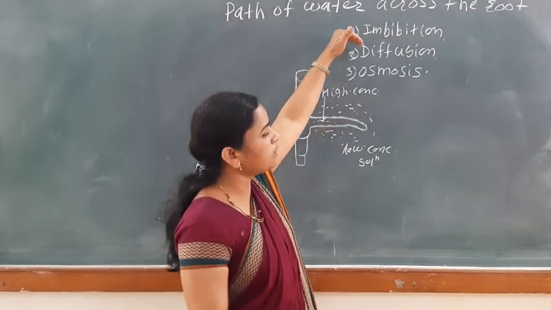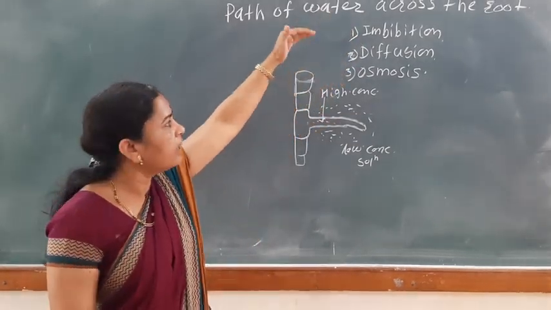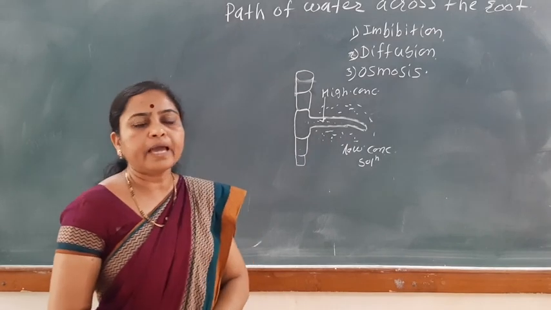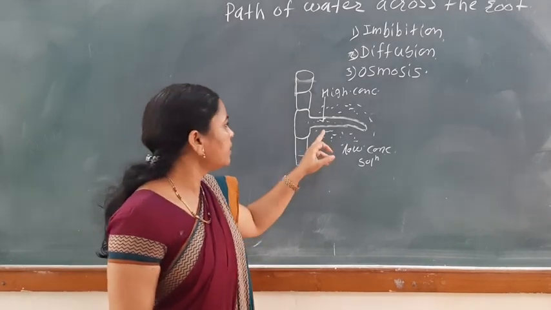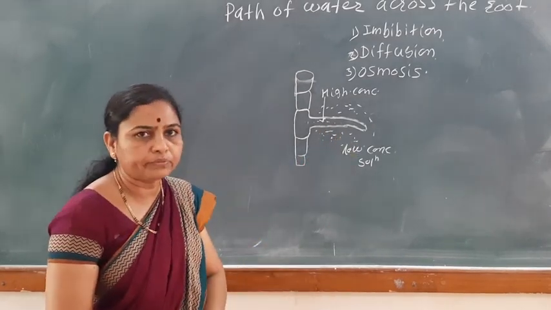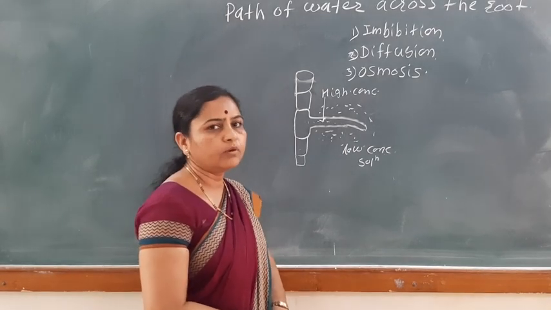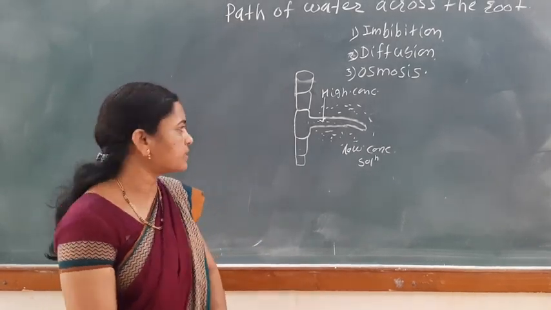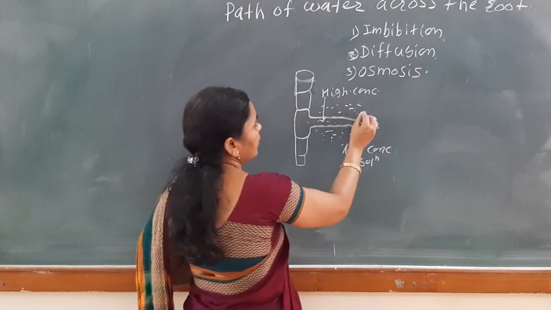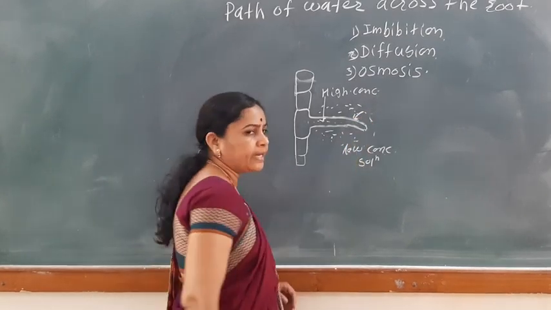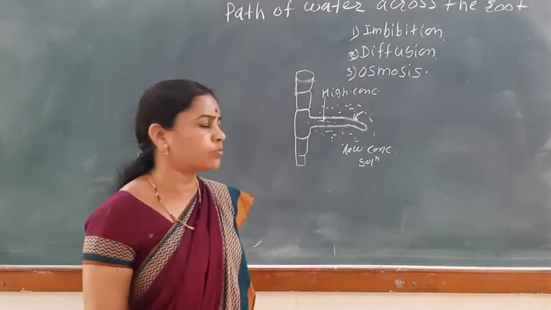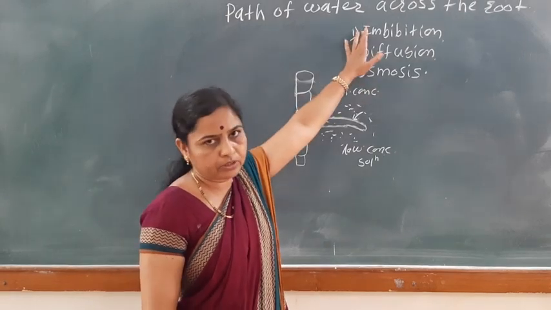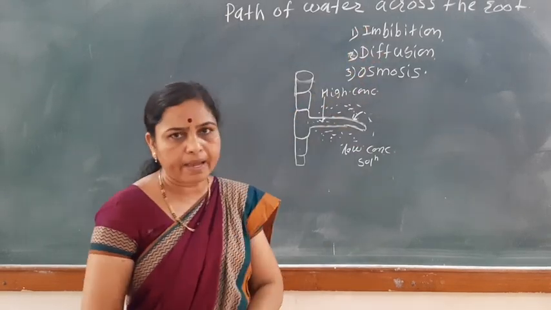The first process, imbibition, means what? During the absorption of water, the cell wall, which is made up of pectin and cellulose, which are hydrophilic substances, adsorbs the water. This process is known as imbibition. So the first process that takes place is imbibition.